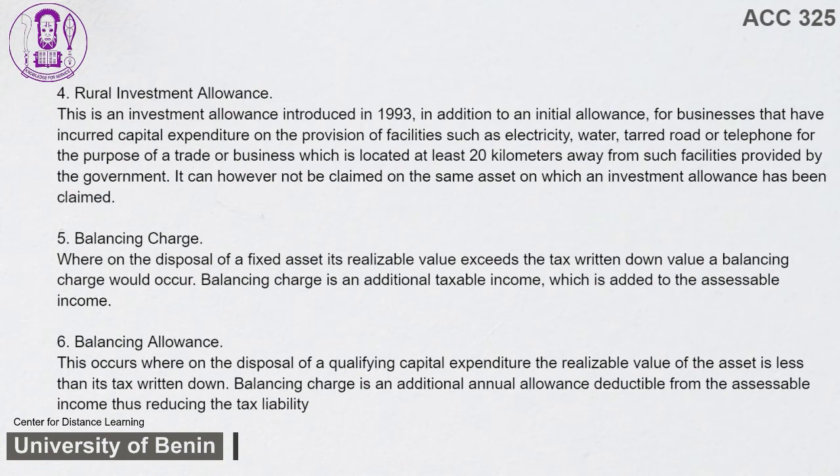5. Balancing charge. Where on the disposal of a fixed asset its realizable value exceeds the tax written down value, a balancing charge would occur. A balancing charge is an additional taxable income, which is added to the assessable income.